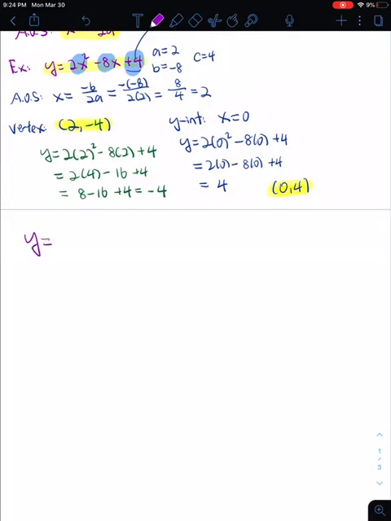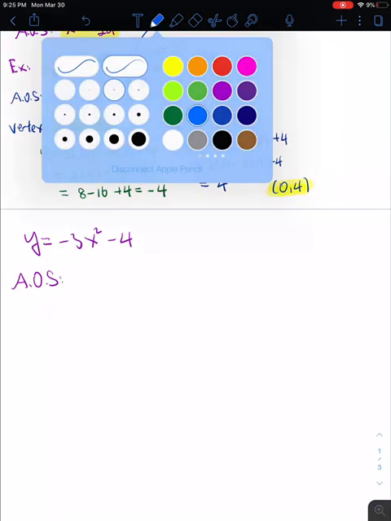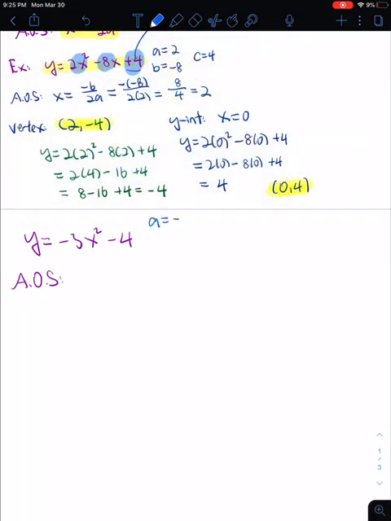So let's say we have y is equal to negative 3x squared minus 4. And again, let's first go ahead and find the vertex. But of course, we need to find the axis of symmetry first. In this case, my a is negative 3. My b is actually 0. C is negative 4, right? Because we don't have an x term there. So if you like, I can put a plus 0x.